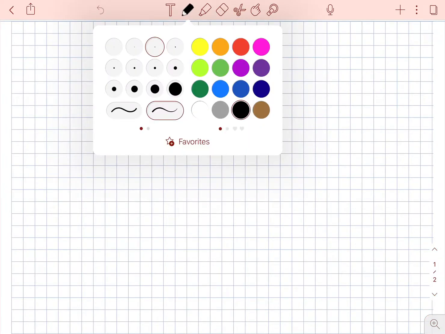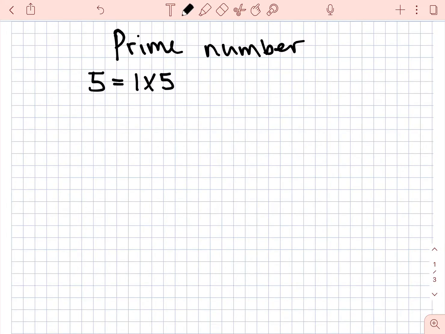So a prime number is a number whose only factors are 1 and itself. For example, the number 5. The only way to make the number 5 is 1 times 5, or 5 times 1. But either way, it only has two factors, 1 and 5. Those are the only factors of 5. There's no other way to make 5.